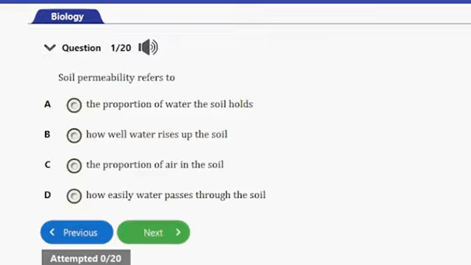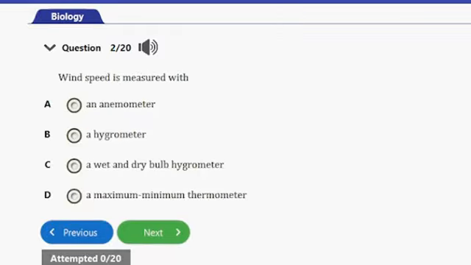And the question says, soil permeability refers to A, the proportion of water the soil holds. B, how well water rises off the soil. C, the proportion of air in the soil. D, how easily water passes through the soil. So guys, the answer to this question is option D, and that's how easily water passes through the soil. So let's consider the next question.